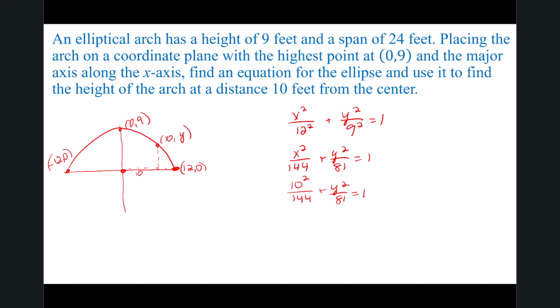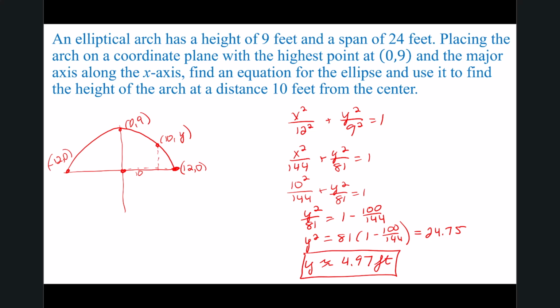So I'll subtract the 100 over 144 from both sides. So I have y squared over 81 equals 1 minus 100 over 144. Multiply both sides by 81. And you could be putting this in your calculator as you go or all at once at the end. So y squared ends up being 24.75. And we want the square root. So y is approximately 4.97 feet. So from 10 feet from the center, the height of this arch is almost 5 feet.